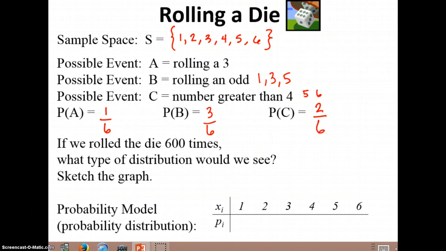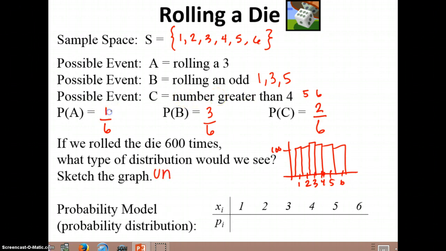So if we rolled the die 600 times, what type of distribution would we see? Well, we would have the 6 outcomes, 1, 2, 3, 4, 5, 6, and they would all show up the same amount of times, approximately, all about 100 times. So we would have about 100, maybe a little bit more, maybe a little bit less, but they would all be right about at 100. And what do we call this type of distribution? This would be uniform, straight across.